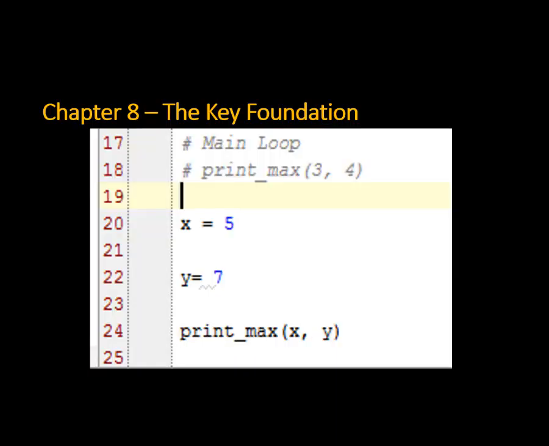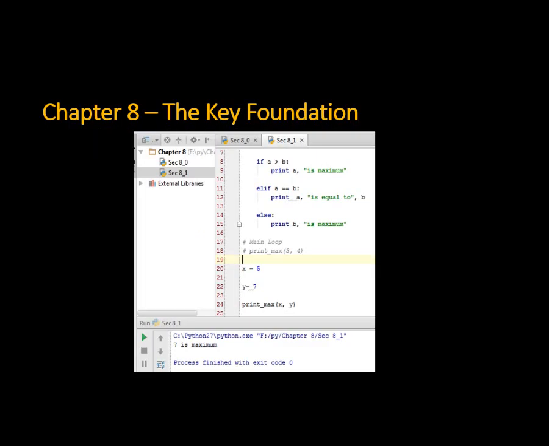So the first thing we'll do is comment out our print statement that says print max 3, 4 and add an x and y value in. And then when we do that, we're also going to have to add line 24 to call our function again. We run the code, 7 obviously greater than 5. So we've proven that at least in 2 different instances, our function works the way we designed it.